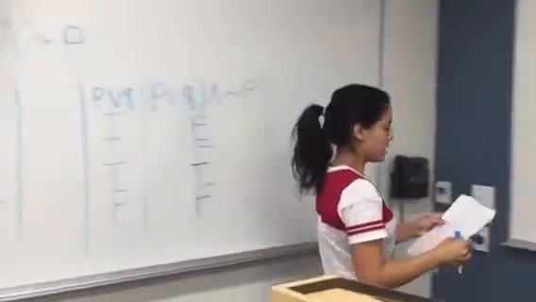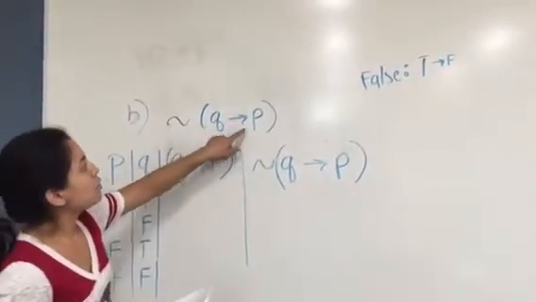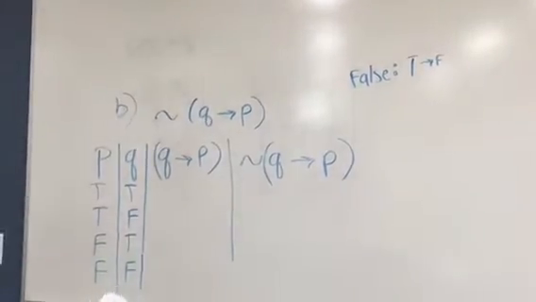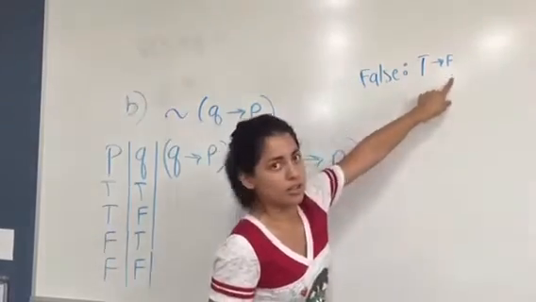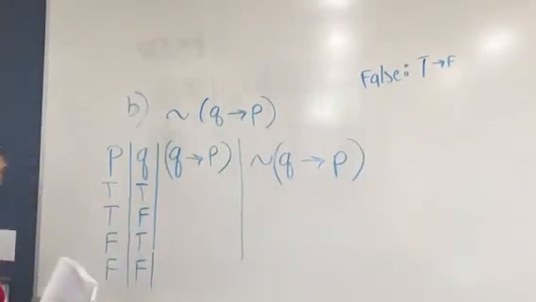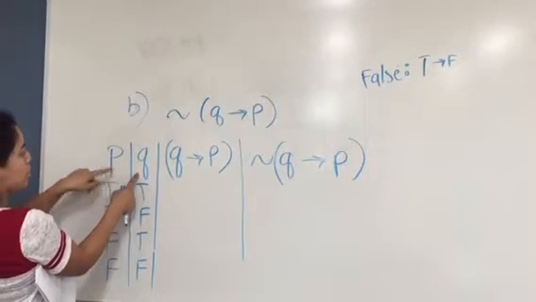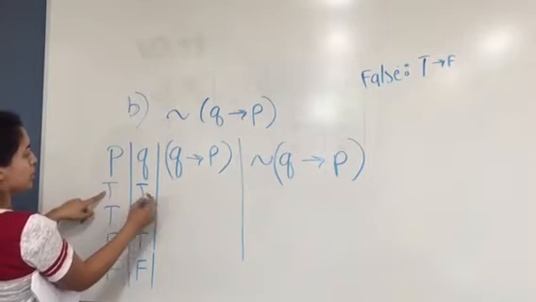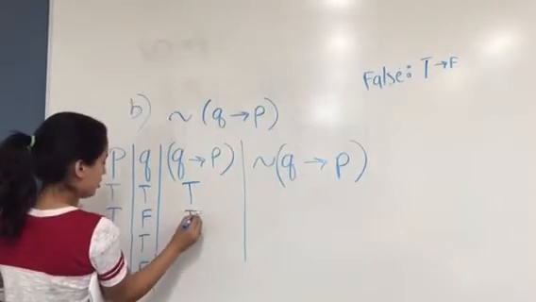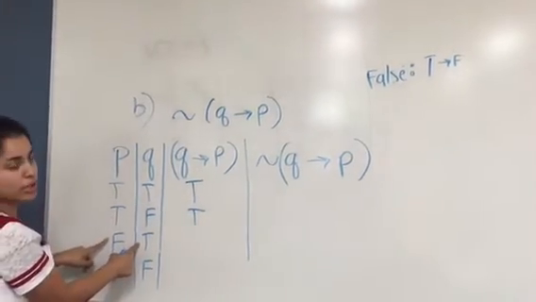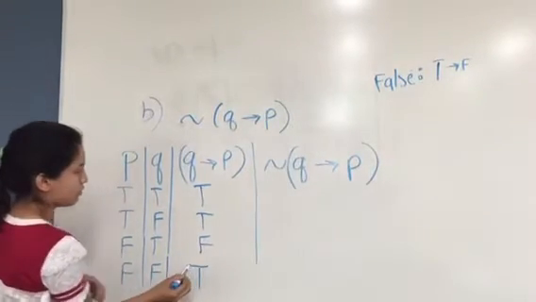Then for part B, it asks you to construct a truth table for the negation of Q to P. And with this, the only time you're going to get a false is if you go from true to false. Everything else is going to be true. So let's start off with Q, looking at Q to P is true, true. So that's a true. False, true. Also a true. True, false, though, is where you're going to get a false. And false, false, you're also going to get a true.